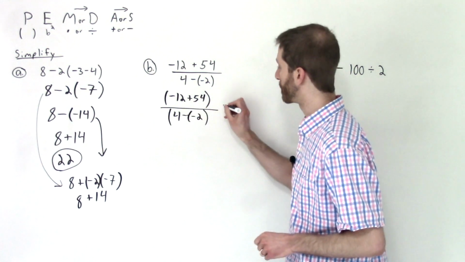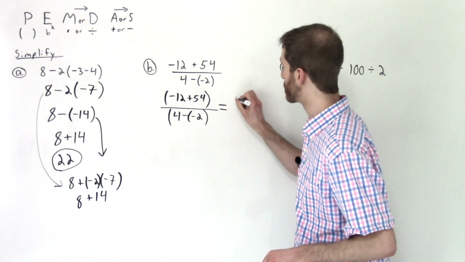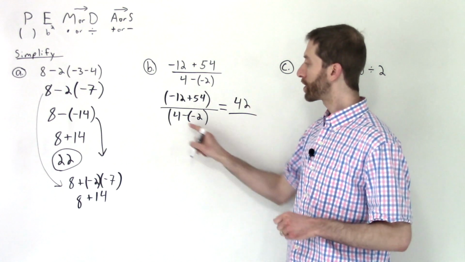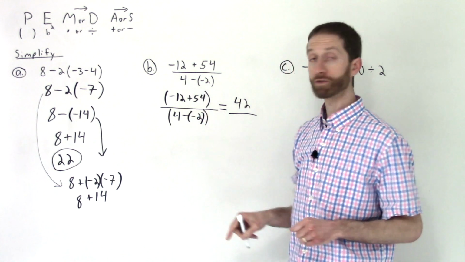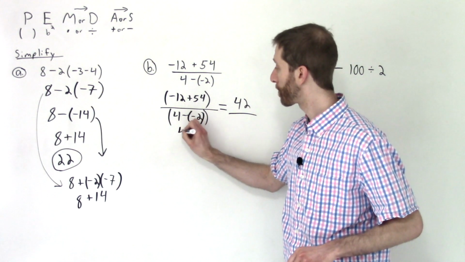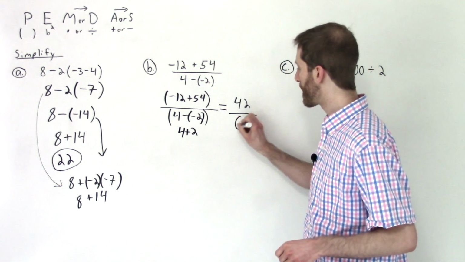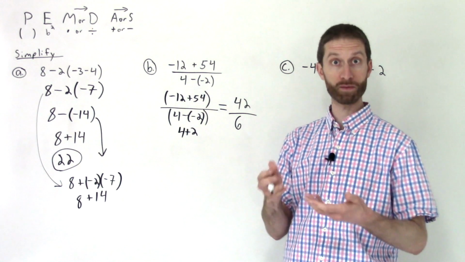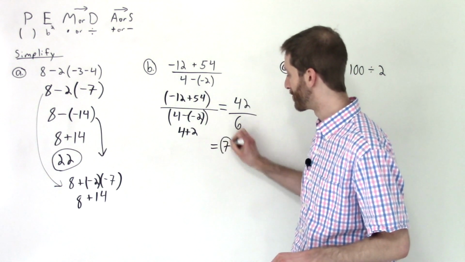Negative 12 plus 54. That is going to be the same as doing 54 minus 12, which is 42. All divided by, well, now we're going to do the group in the denominator. So that would be 4 minus a negative 2, which is the same as 4 plus 2. So that's the mental math I'm doing, which is 6. And then we only have division left. 42 divided by 6, now that the groups have been combined. 42 divided by 6 is 7.